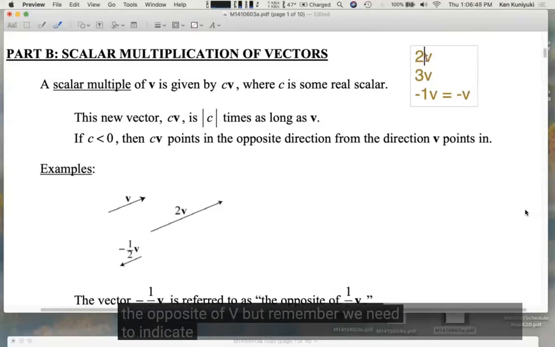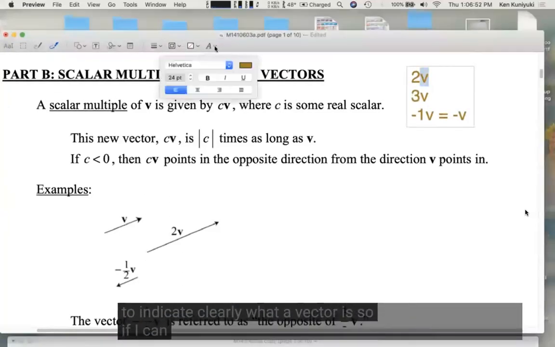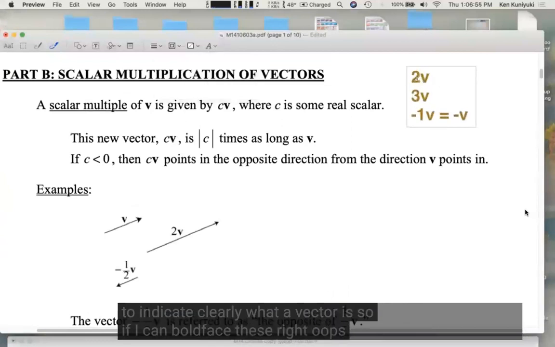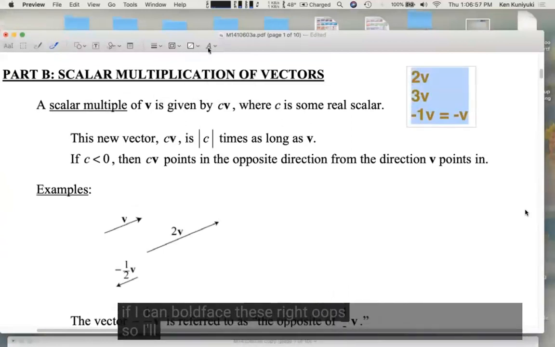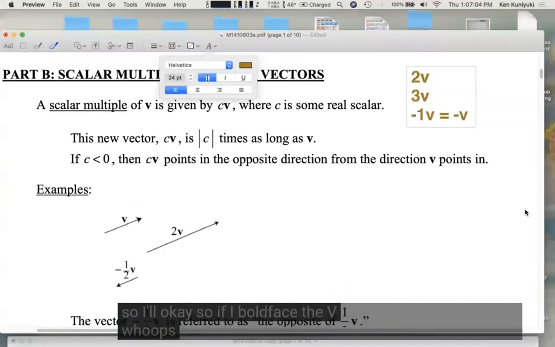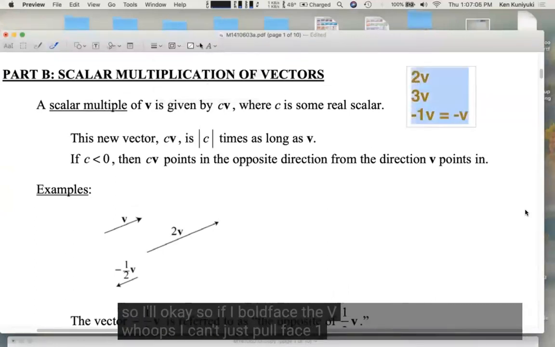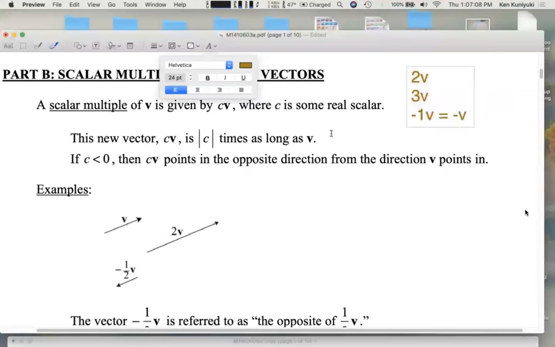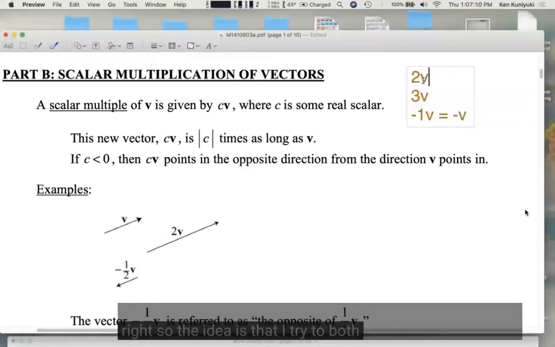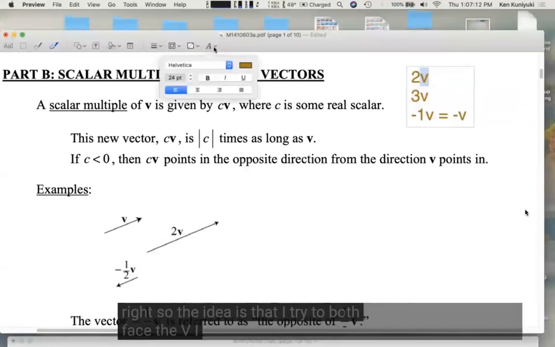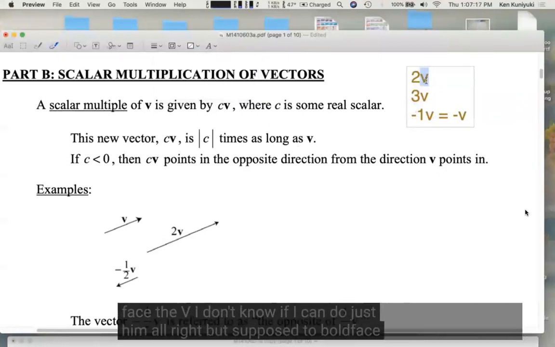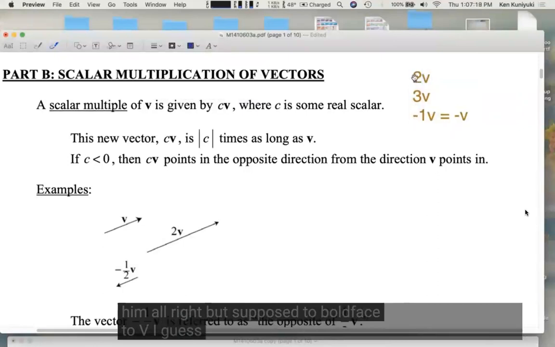But remember, we need to indicate clearly what a vector is. So if I can boldface these, right? Oops. So if I boldface the V, can I just boldface one? Right. So the idea is that I try to boldface the V. I don't know if I can do just him. All right, but I'm supposed to boldface the V. I guess I have to do this.